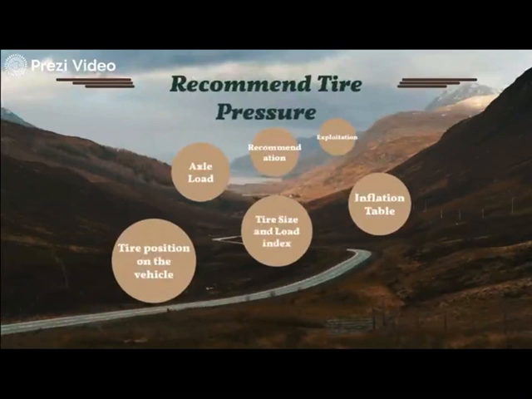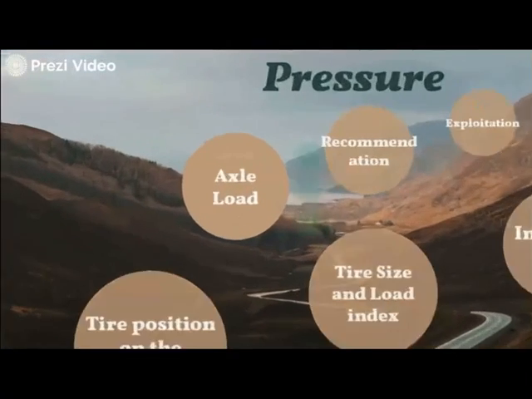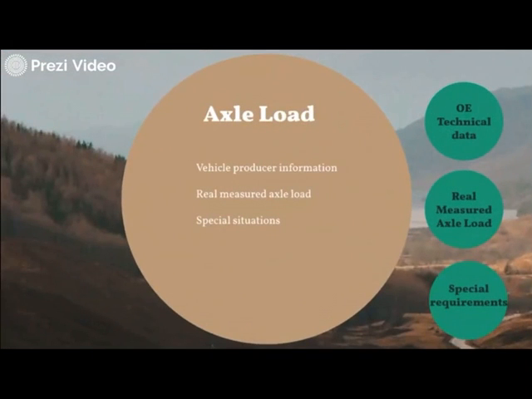Now we have three things. We know the way of mounting. We know tire size and load index. And we have our inflation table. What do we need? Axle load. Axle load can be given by the vehicle producer, or we can measure it really in the field. At the same time, we should think about some special requirements.